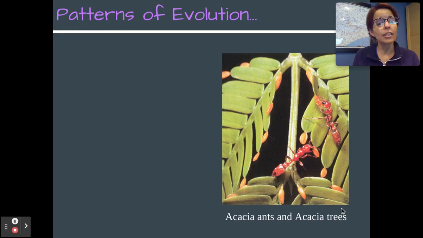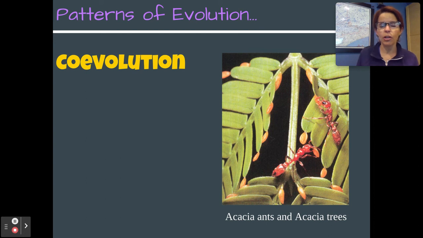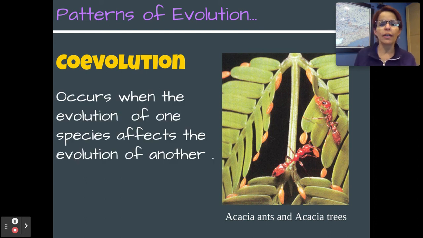All right, let's continue with talking about evidence for evolution and things that we see as supporting Darwin's theory. So the first one is called coevolution. This occurs when the evolution of one species affects the evolution of another. So the example is acacia ants and acacia trees. Acacia trees have formed a mutation that causes them to create these little packets of sugar during photosynthesis, but the packets are on the outside of the leaf. And that actually feeds the acacia ants that live on it. So the acacia ants pluck these little sugar packets off and they feed it to their offspring.